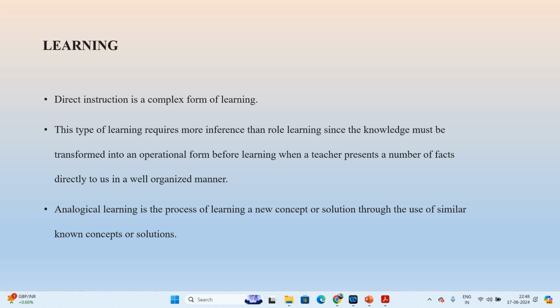And what is analogical learning? Analogical learning means we make use of some kind of example, and we relate the current situation to that particular example. It is the process of learning a new concept or solution through the use of similar exemplary concepts or solutions. So we are finding a relationship, a similarity, between two different concepts: the current one we are learning, and a similar or exemplary one. That is analogical learning.